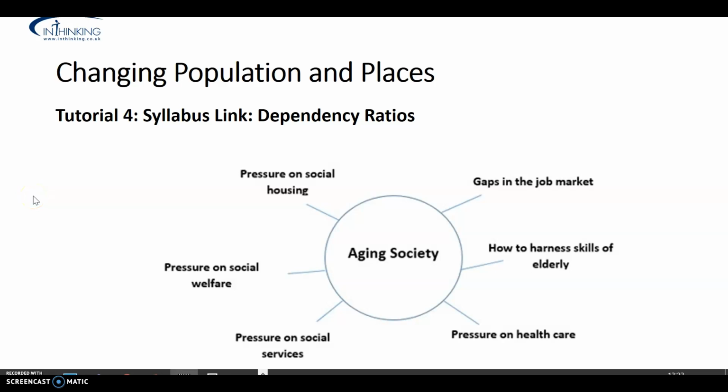So in this tutorial, I'm going to talk about dependency ratios and then go on to look at the case study requirement in this part of the syllabus. And when we consider dependency ratio, we need to be thinking of two sorts of societies, the youthful society and the aging society. So the youthful society, like what we saw earlier in the squatted population pyramid, has a high young population dependency. And this puts a lot of pressure on the society, especially in terms of education and maternal and child health care.